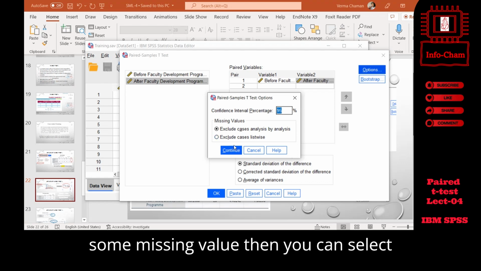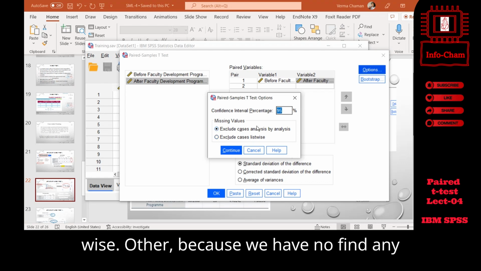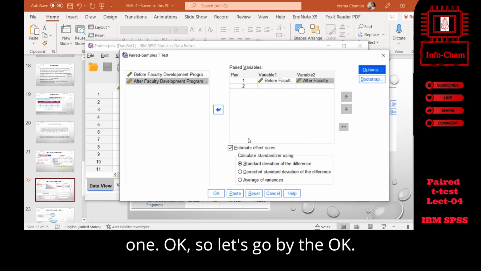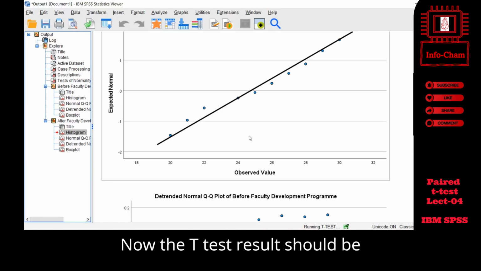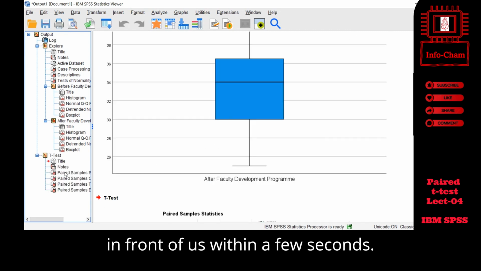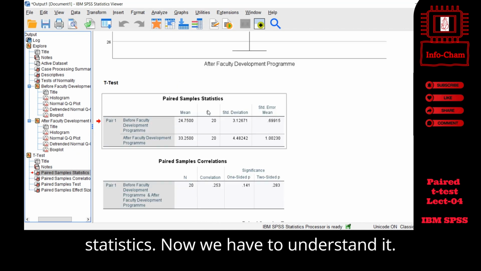If we have some missing values, then you can select the option Exclude cases analysis by analysis. Because we have not found any missing values, we can go by that one. Okay, so let's click OK. Now the t-test result should be in front of us within a few seconds. So this is the paired samples statistics.